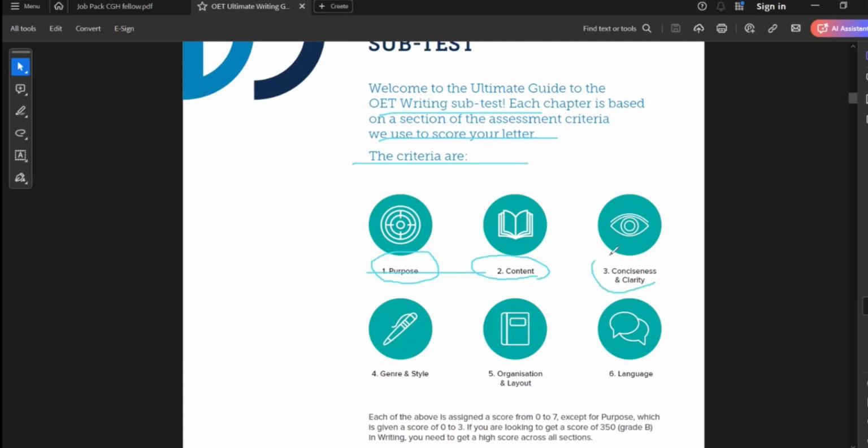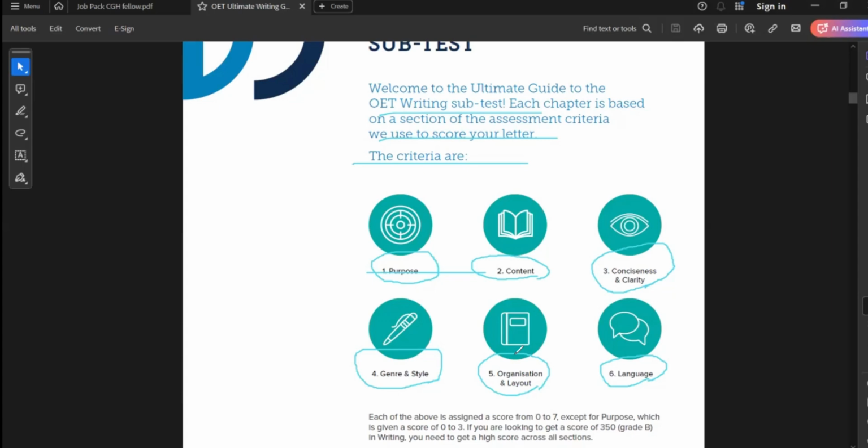Okay, the third one is conciseness and clarity. Again, as I mentioned, you have to keep it precise, concise and very clear. If you are writing a referral letter, then you have to make sure that you're putting in relevant information and you are very clear about it. Fourth one is genre and style. I will tell you about it. Fifth is organization and layout, and sixth is the language. Okay. So as you're writing a letter, keep a format in your mind. Try to keep it in 3 or 4 paragraphs, or maybe 5 paragraphs.